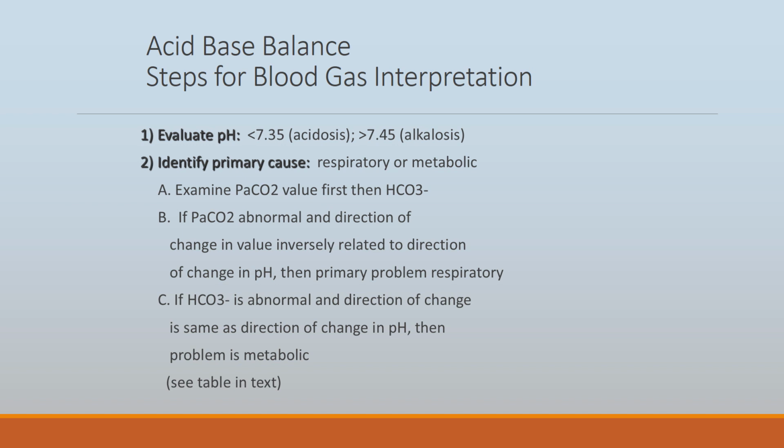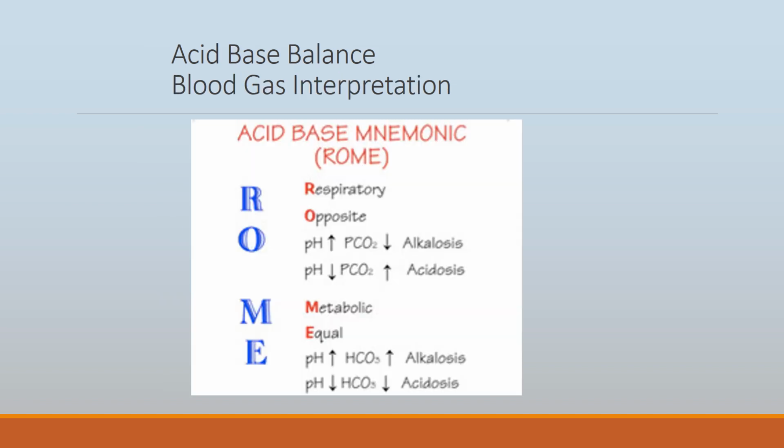Okay, so we need to make sure first that we look at each piece and identify acidosis or alkalosis, and then look at the bicarb and the PCO2 and see which one is affected and what direction it's going. A good acronym that you can use is ROME: Respiratory is Opposite, Metabolic is Equal. Respiratory moves in the opposite direction of pH. Just think of that, and then you'll always remember.